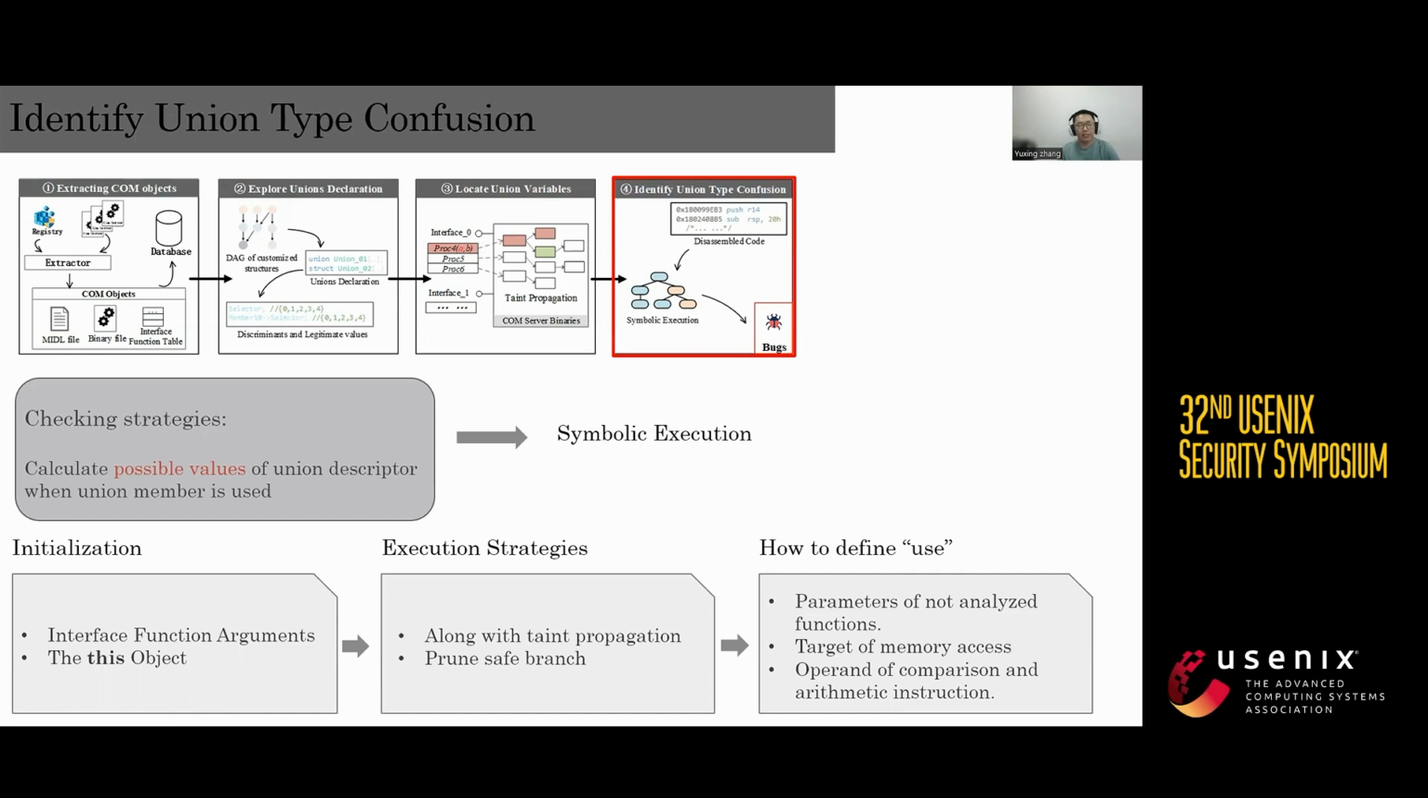In practice, we symbolically execute the program along with the taint propagation. Additionally, we prune some branches if we discover that the unit descriptor can only hold 1 value in that specific branch, because it is safe. And the final question is how to define use. We consider a unit member to be in use when it is a parameter of a not-analyzed function, or it is the target address of a memory access operation, or it is an operand of comparison or arithmetic instructions.